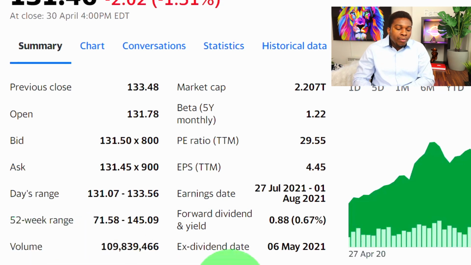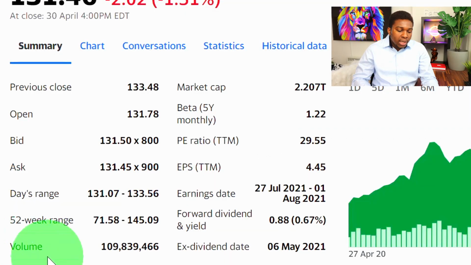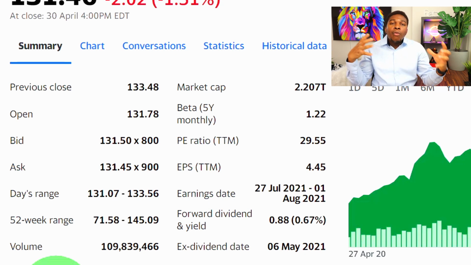Now we have volume. This volume signifies the volume of shares that's available to be traded, the quantity that's available to be traded. How much quantity of Apple shares was available on the market that day? That's what we see here, and it's about 109 million shares. Now this average volume we are seeing here is the average volume for about 3 months. So for about 3 months, how many Apple shares were available on the market? And it's about 100 million.